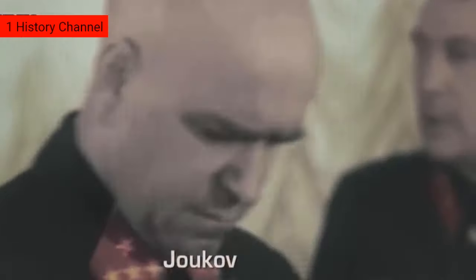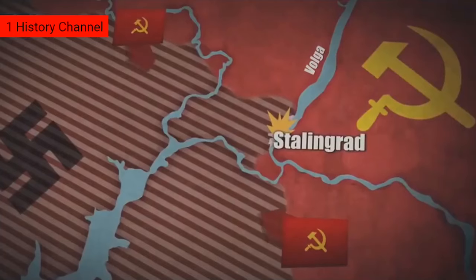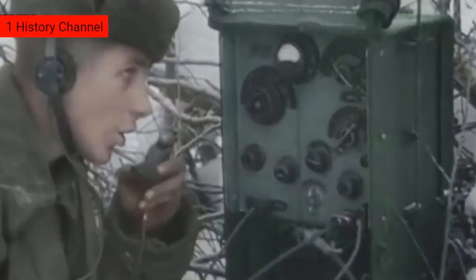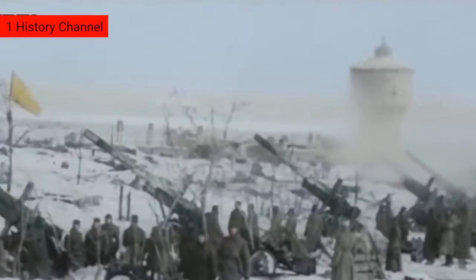The beginning of the operation. At 7:20 Moscow time on November 19, Soviet forces assaulted the northern flank of the Axis forces at Stalingrad. Attacks in the south began the next day. Although the Romanian units succeeded in repelling the first Soviet attacks, by the end of November 20 the 3rd and 4th Romanian armies were in a headlong retreat, as the Red Army bypassed several German infantry divisions.